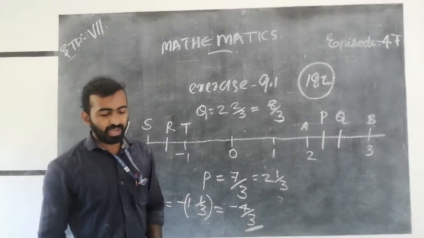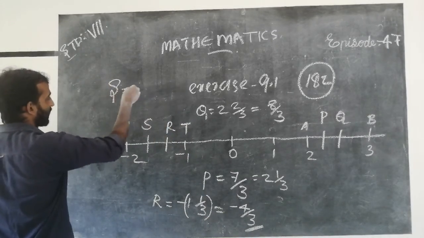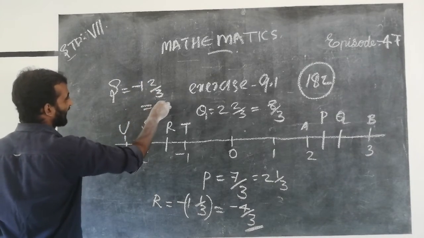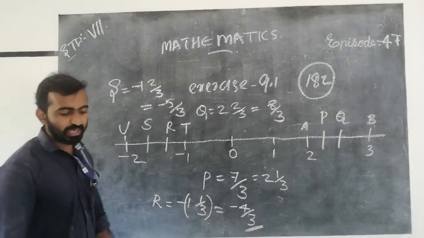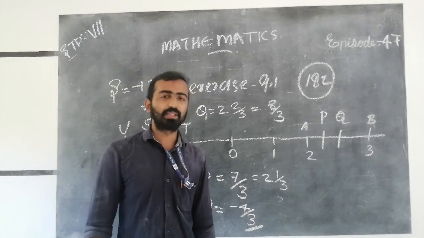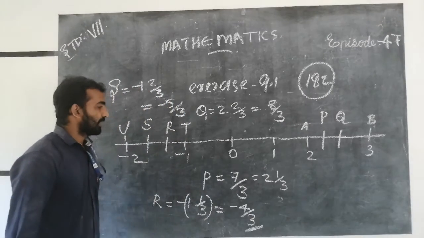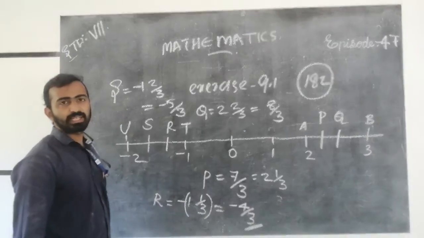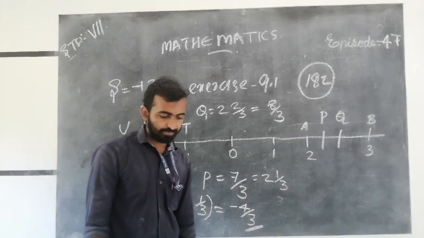And the number S equal to negative 1 and 2 by 3. We get negative 5 by 3. That is, the rational numbers represented are: P is 7 by 3, Q is 8 by 3, R is negative 4 by 3, and S is negative 5 by 3.